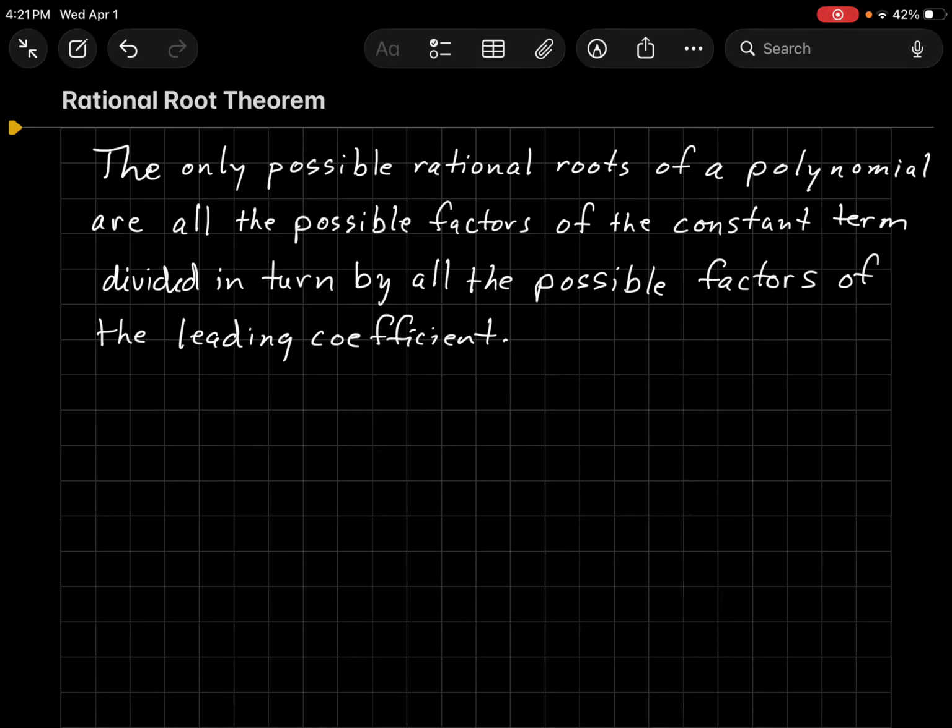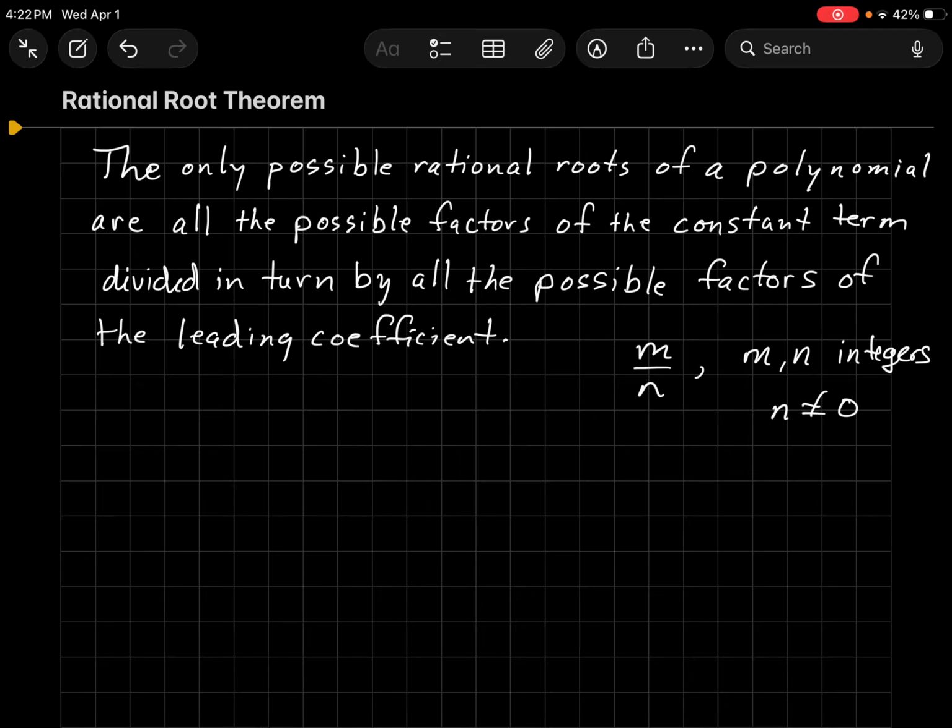The rational root theorem is a way to try to find the rational roots, that is the zeros of a polynomial of the form m over n, where m and n are both integers and n does not equal 0. That's what a rational number is. Basically a fraction. That's the way a lot of people think of it. But a fraction of only integers.